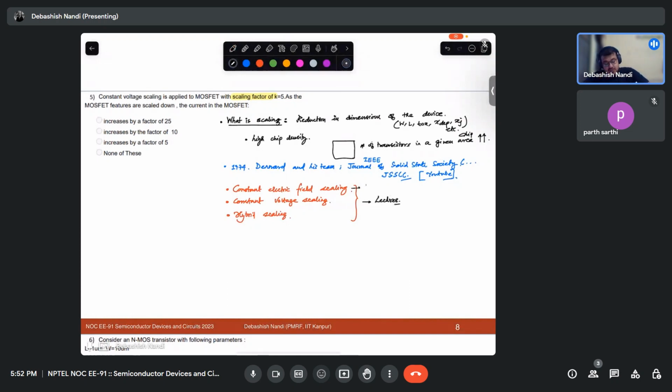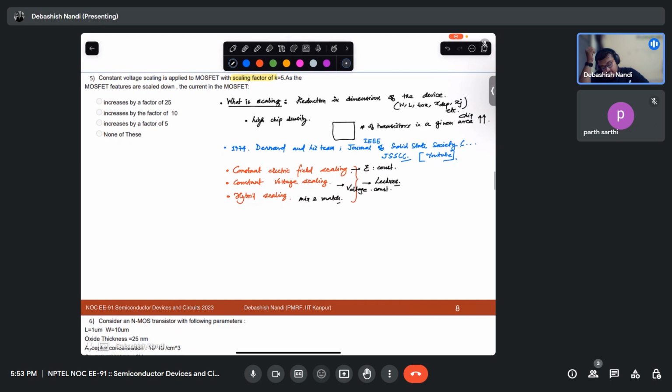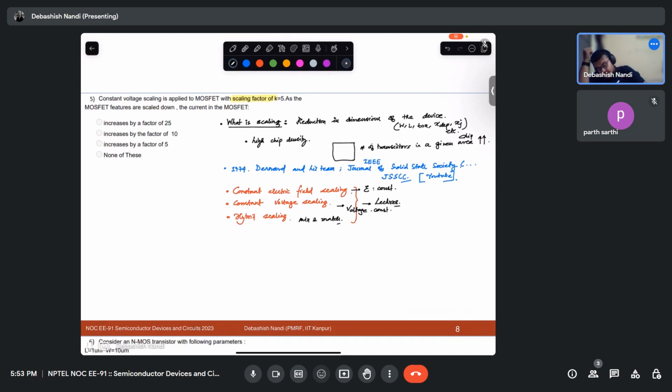So here the motto is to keep electric field constant. Here the motto is to keep voltage constant. And here is a mix and match. So in this particular question, we will discuss the constant voltage scaling.